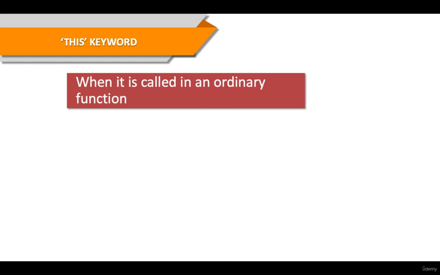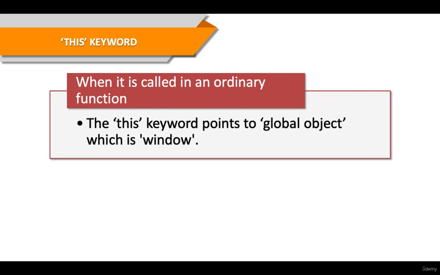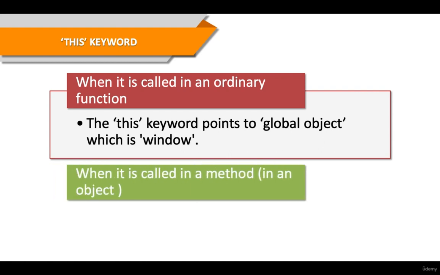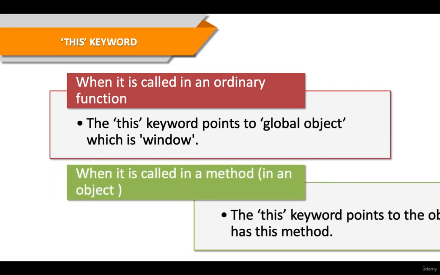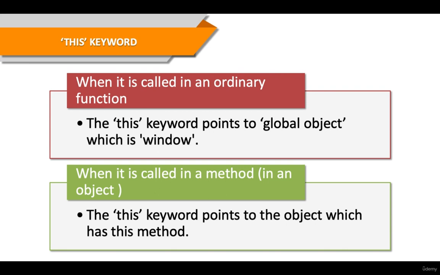Then we talked about some challenging topics. I must admit, the this keyword, but I think you got it. Just remember that if we use the this keyword in a regular function, it points to the global object, which is window. And if we use this as a keyword in a method, then it refers to the object that contains this method. Very simple rule, but it's a very important one.